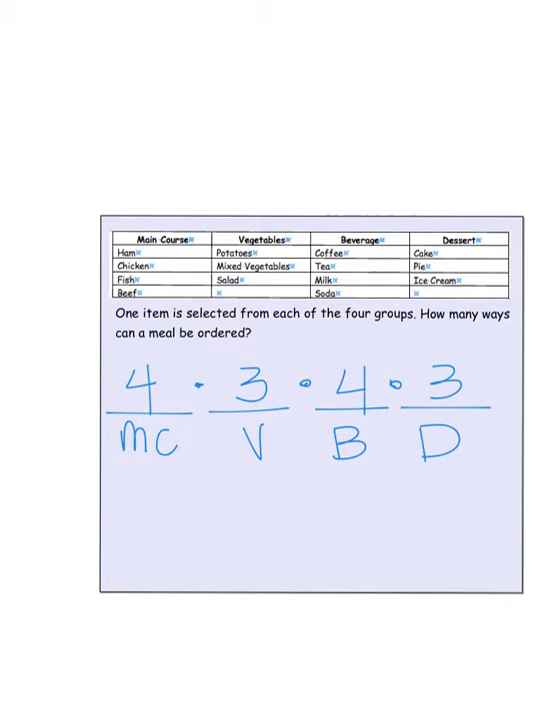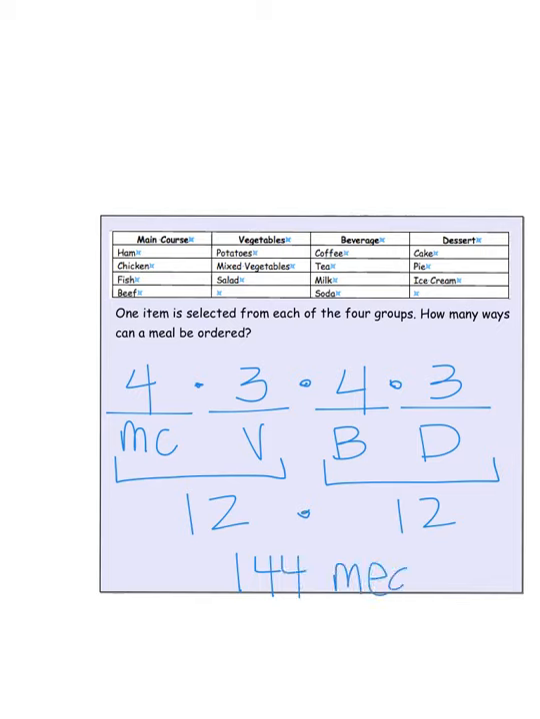And here's my little number talk for you. You have 4 times 3 is 12, and 4 times 3 is 12, and 12 times 12 is 144. So there's a whole bunch of different combinations of meals that you could get with just those options.